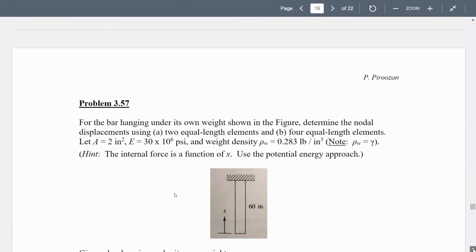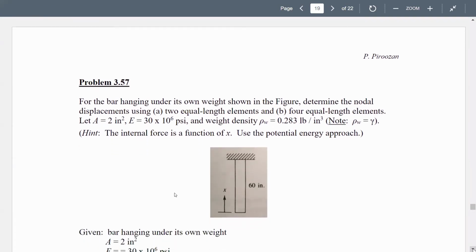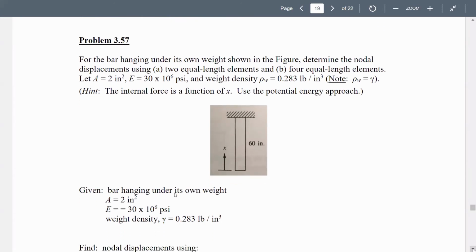All right. If not, let's look at another example problem from our textbook. This is problem 357, very similar, closely related to this. This is a bar hanging from the top. It has a length of 60 inches. It is hanging like this. Determine the nodal displacements using 2 equal length elements and, in part B, 4 equal length elements.